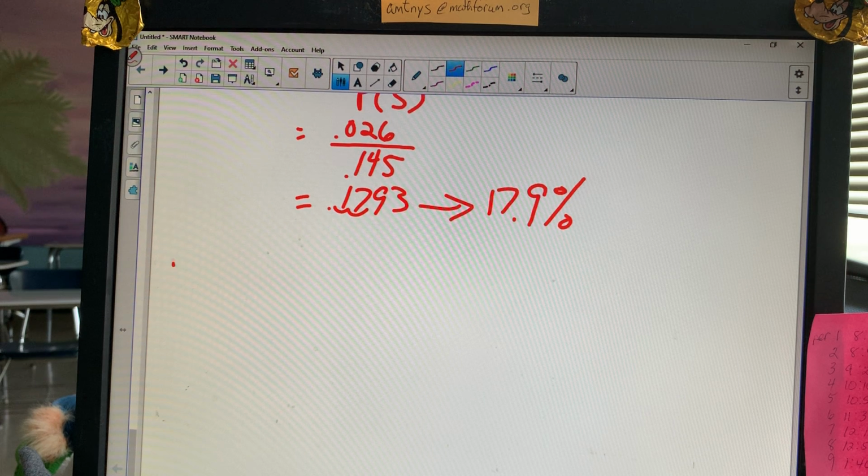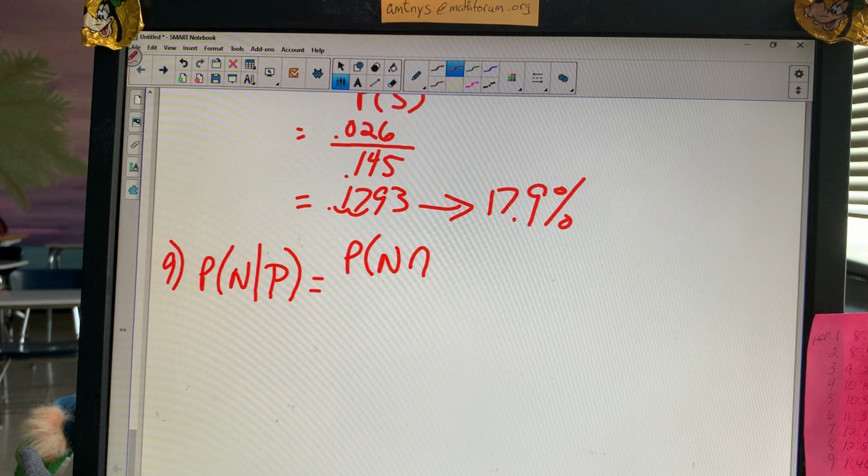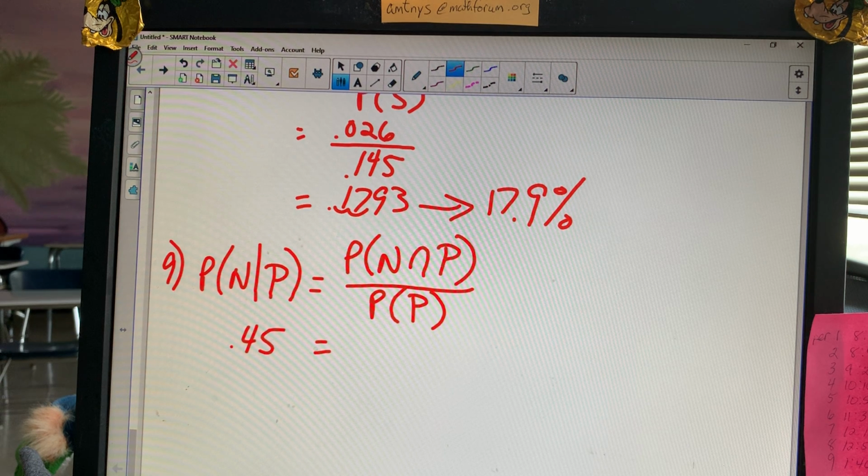Number 9. Probability that somebody has traveled to New York City, given that they have pink luggage, is equal to the probability of New York and pink over the probability of pink. They give us the given part. They want us to find the probability of pink. N and P is 0.18.